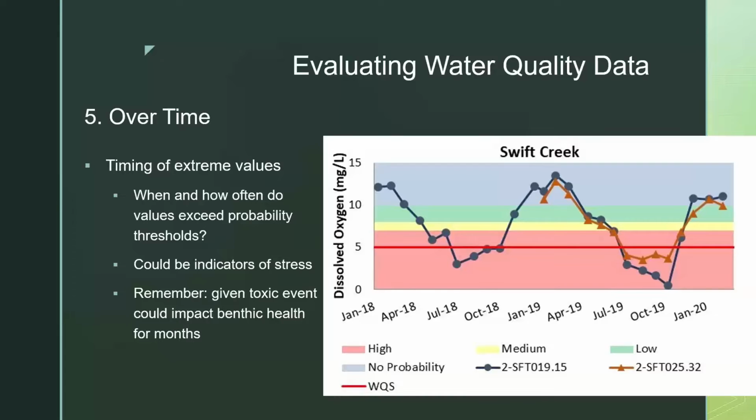Also, notice that given a single toxic event, let's say, looking at our stress responses, if we have a lethal event that's going to kill some organisms, that will have an impact on benthic health for months after that. Because obviously, if you kill those organisms at that time, they're not going to be there the next day when you sample. But also, it's going to take a while for their communities to reestablish, even if that particular stressor is gone. Benthic macroinvertebrates don't move around very well.